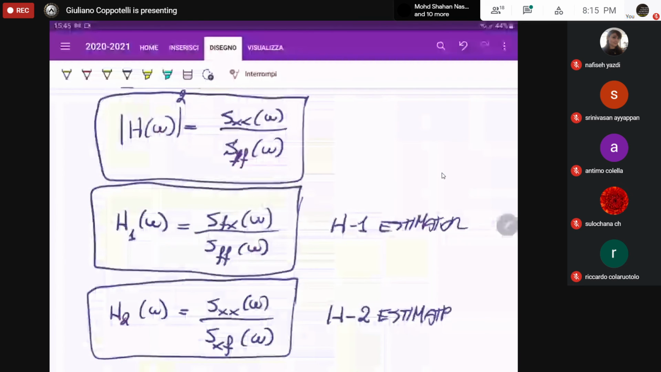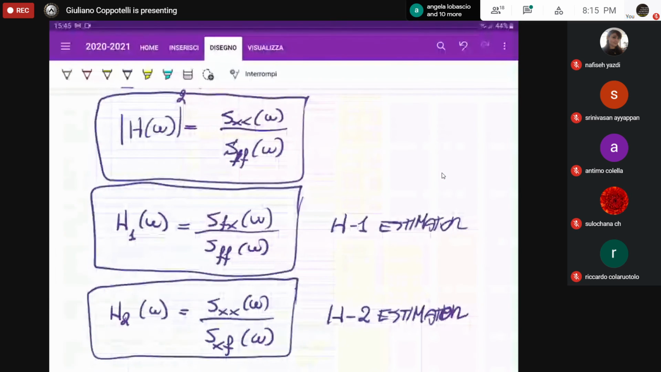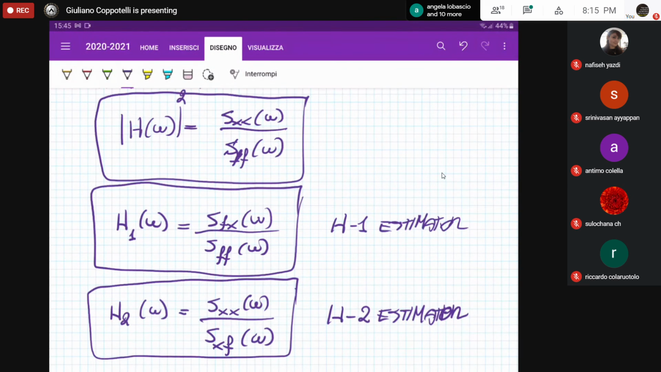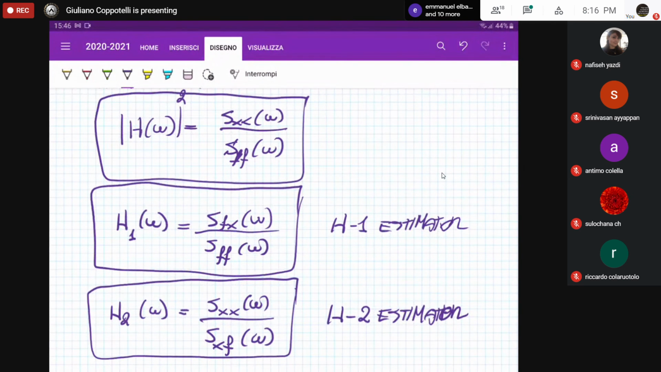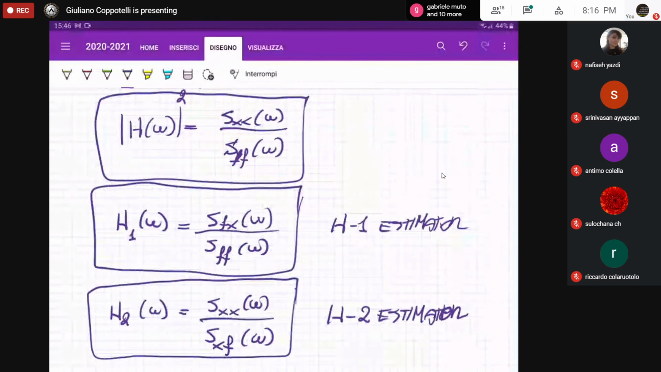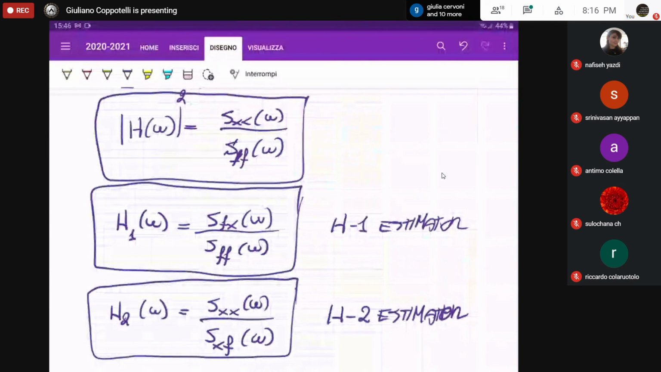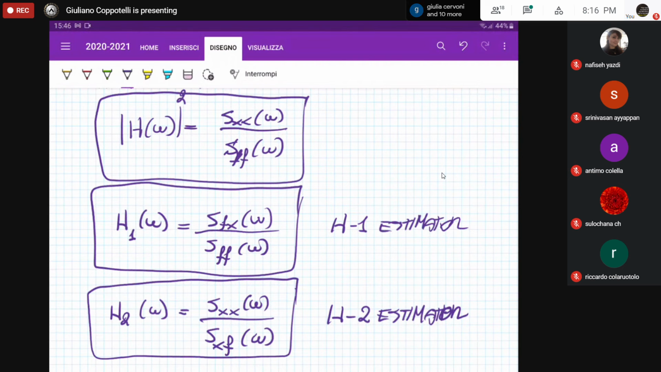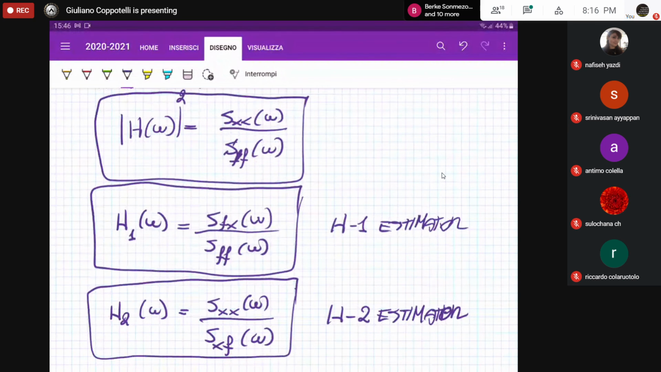So as a general discussion of these three formulas, what we can say is that in principle, all these three formulas are giving me the same estimate of the frequency response functions. So from the analytical point of view, we are not having any differences at all. But the first estimate is just telling me what is the amplitude of the frequency response function. We are completely missing all the information concerning the phase of the frequency response function.